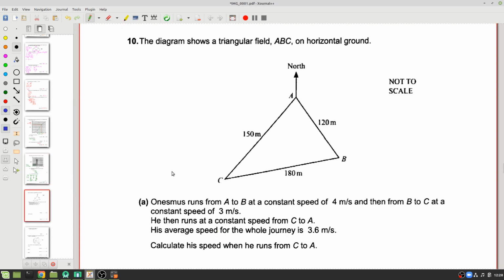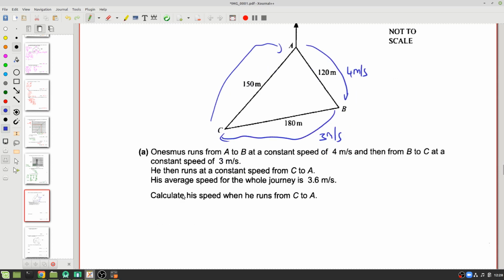Okay, so what we get given here is Onesimus runs from A to B at a constant speed of 4 meters per second. So A to B, that is 4 meters per second. And then from B to C, he runs at a constant speed of 3 meters per second. He runs at a constant speed from C to A. Okay, so from C to A, it's a constant speed that we don't know yet. His average speed for the whole journey is 3.6. Okay, calculate his speed when he runs from C to A.